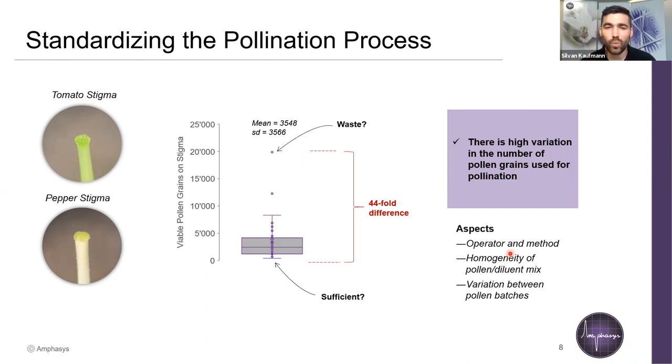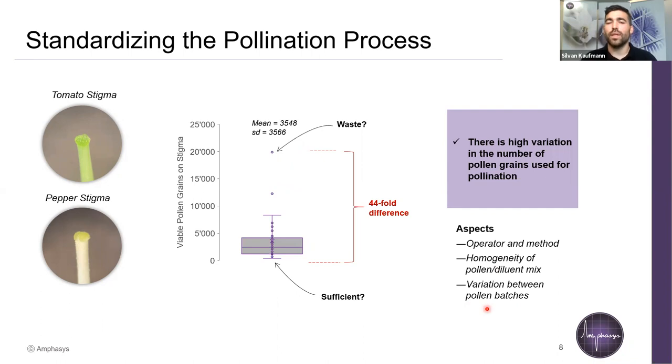Then if you work with mixtures of pollen and diluent, are you really sure that this mix is fully homogeneous? Because if there are micro-heterogeneities in such a mixture, or even if pollen or diluent is forming clumps, you will start observing such patterns with the risk of insufficient pollination or waste of material.